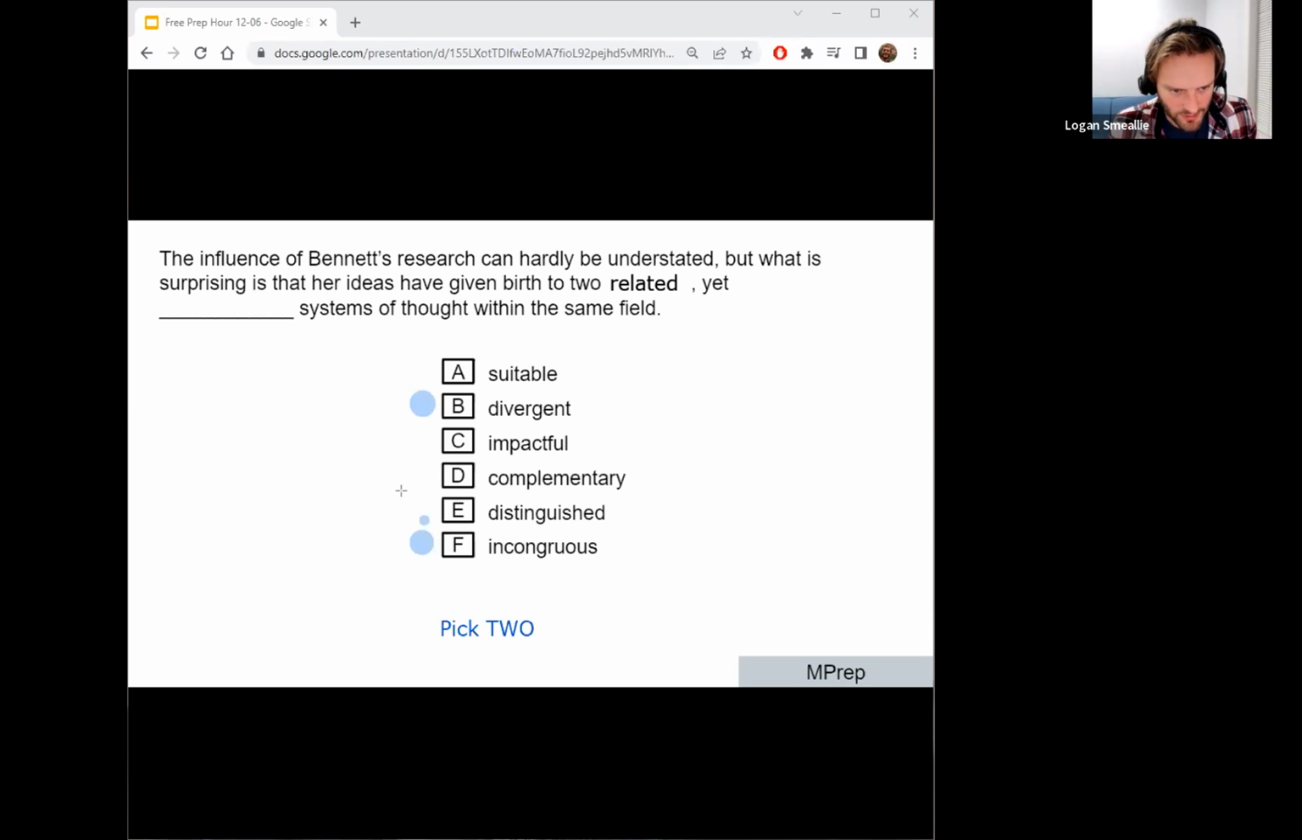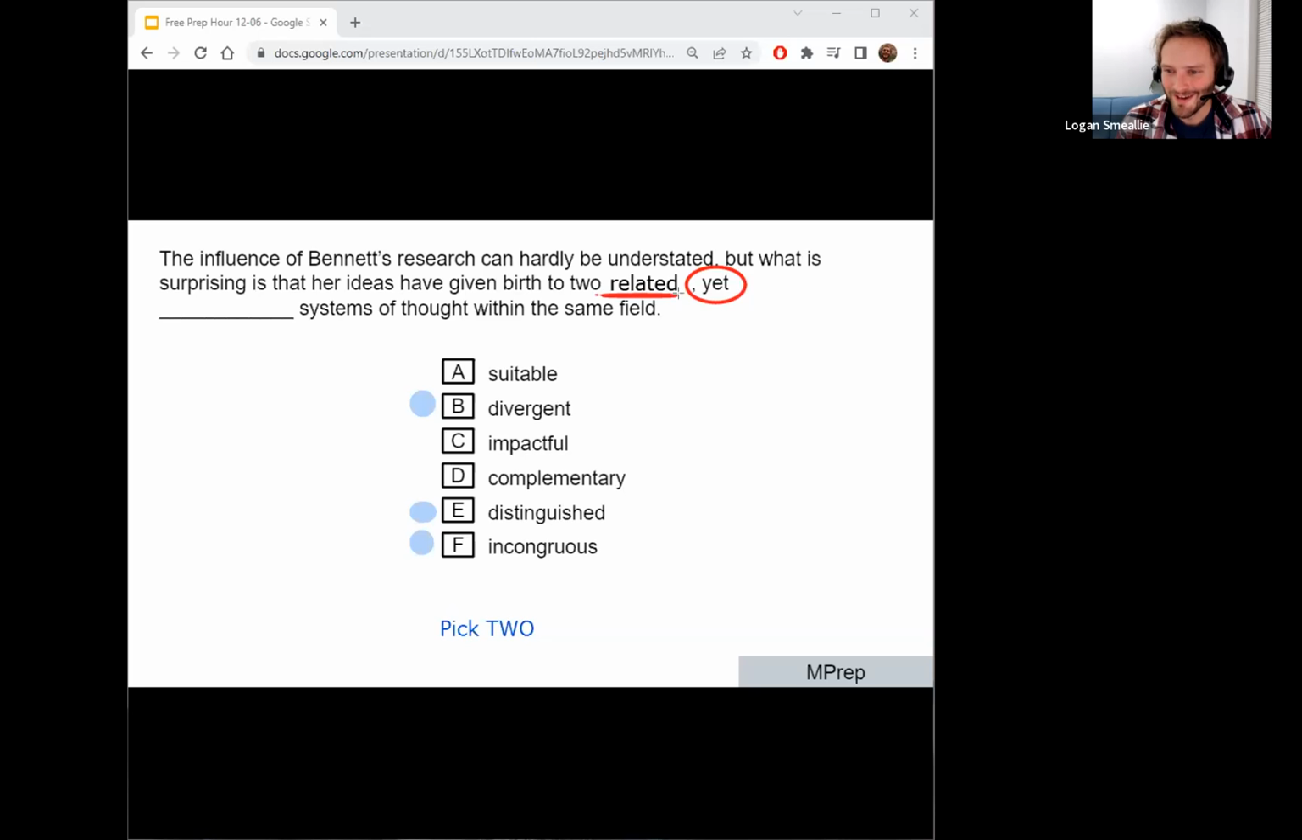E, I see there was a little bit of thought about E. Yeah, okay, a couple people were interested in E. What evidence in the sentence leads us into these answers of divergent, distinguish, incongruous as things to consider? Yeah, the "yet", specifically the related "yet".